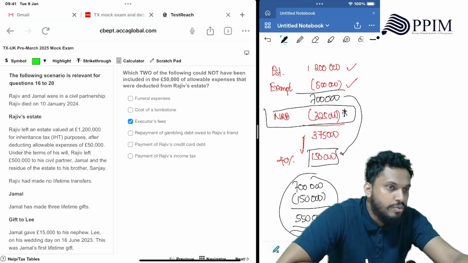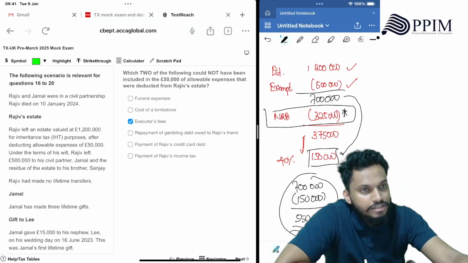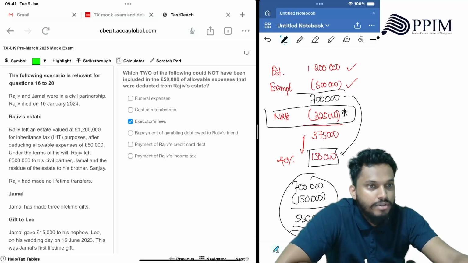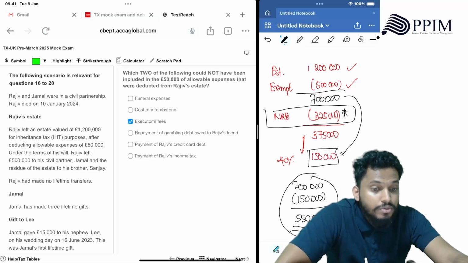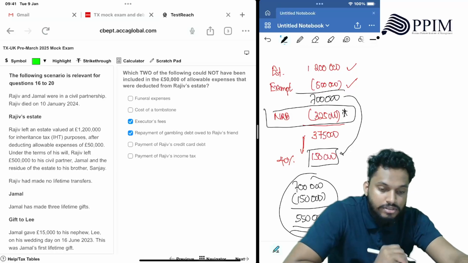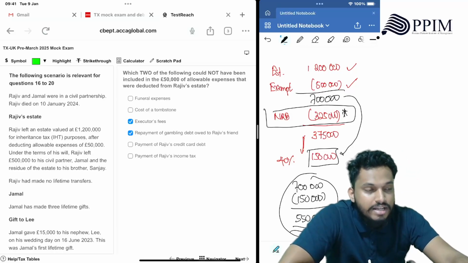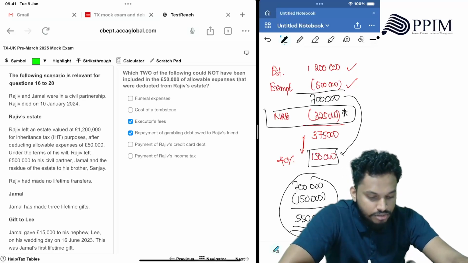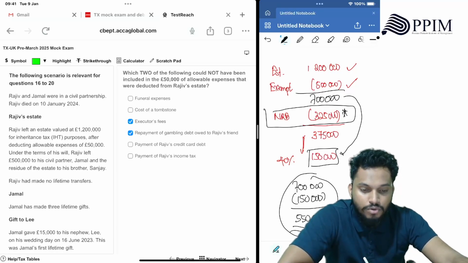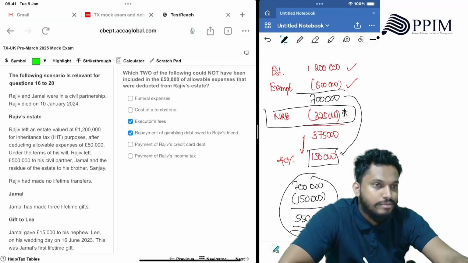The person who is going to take up all those funeral, estate expenses, the administration parts and things like that. Yeah. Then repayment of gambling debt owed by Rajiv's friend, you can't include it as an allowable expense. Rajiv's credit card debt, it's allowable. Rajiv's income tax, he needs to pay. So the two things that he is not supposed to include are the executor's fees and the repayment of gambling debt owed by Rajiv's friend. So that needs to be one of the easiest parts in this question.